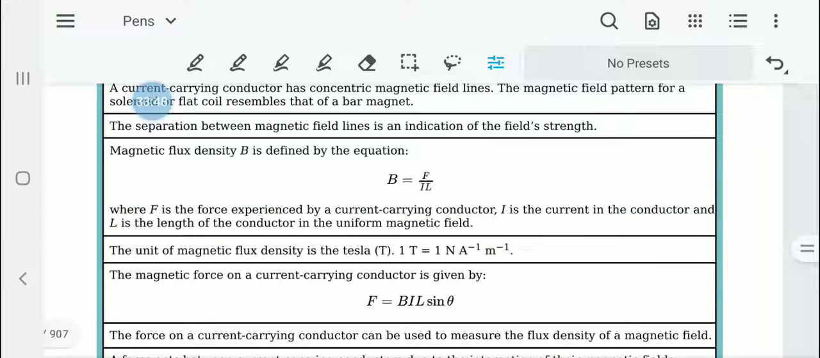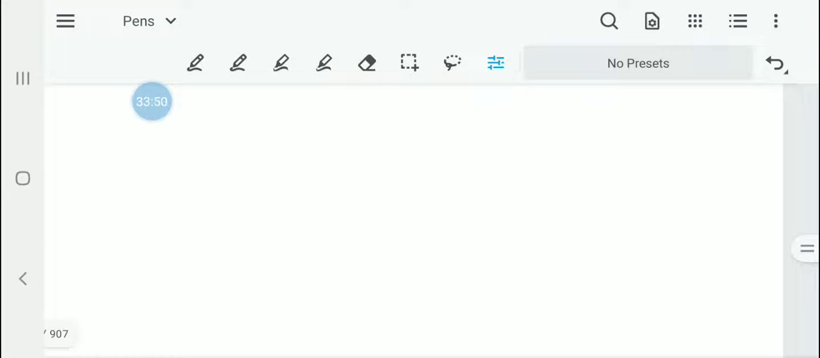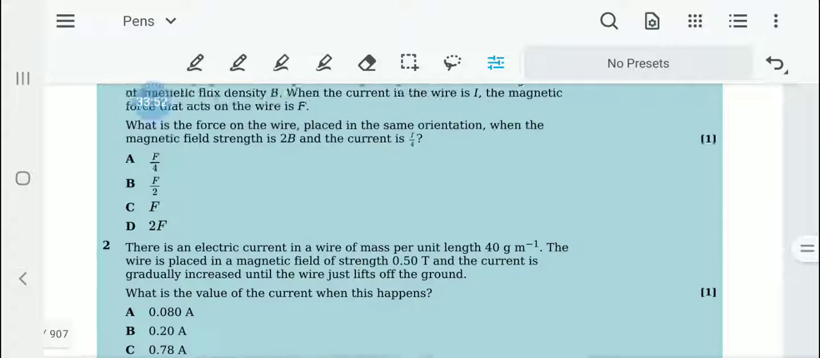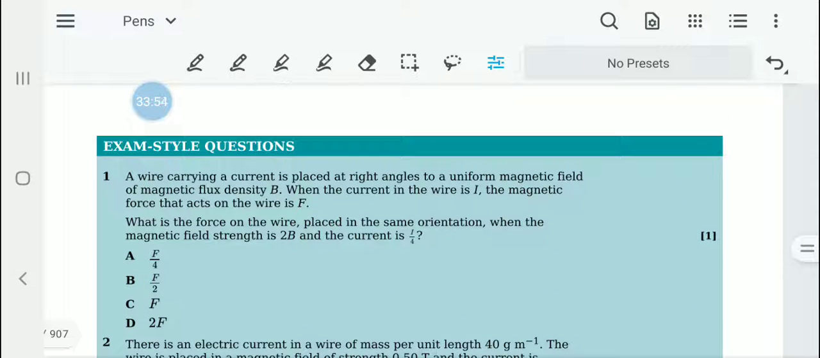I hope you understood. If you didn't understand, ask questions. If you understood, please do the exam style questions.